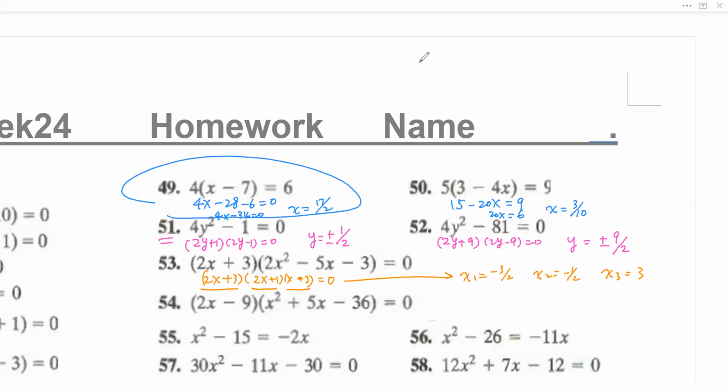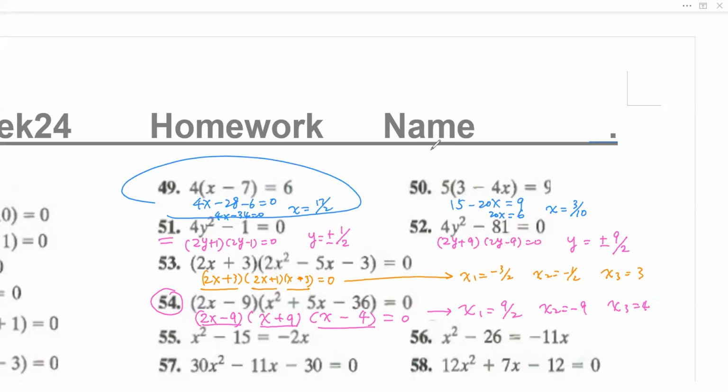Similar to the 54. Let's see 54. 2x minus 9. So how can we factor this one quickly, right? So x, how do you get it here? 4, 9, right? So positive 9 minus 4. 1, 2, 3. 3 factors. So you can get x1 is 9/2. X2 is negative 9. X3 is 4.